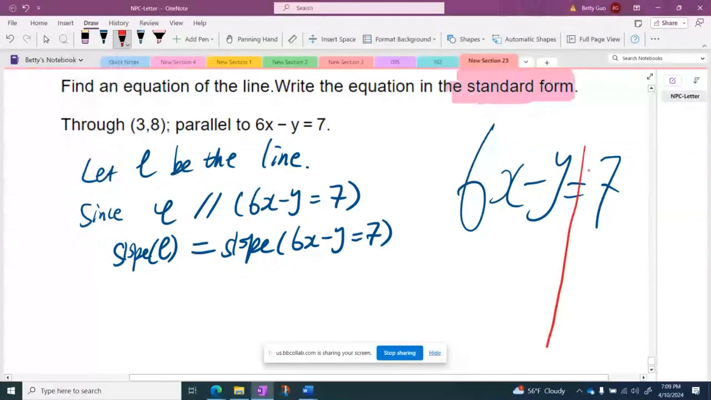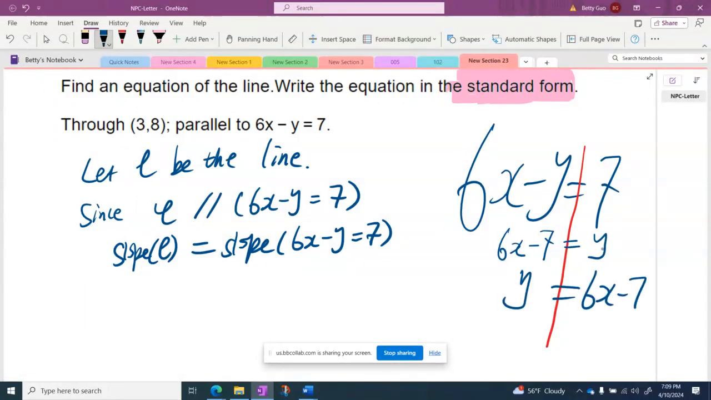So if we do this, I use my transposition of terms. I'm going to keep 6x on the left side, move the 7 over, move the y over. Let me explain what happened here. Only 3 terms in the equation, right? 6x remains on the left side, so 6x is still 6x. I move the 7 over to the left side, so 7 becomes negative 7. And then I move negative y from left to the right, so negative y becomes positive y. And that's how I have y equals 6x minus 7.